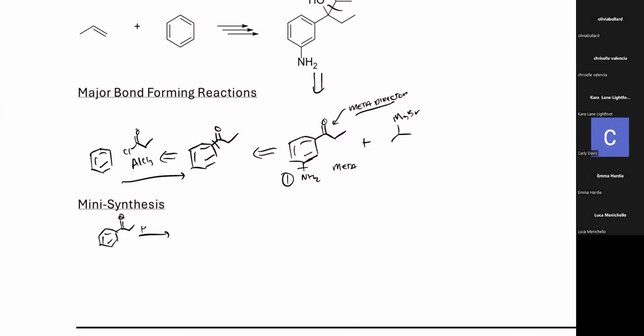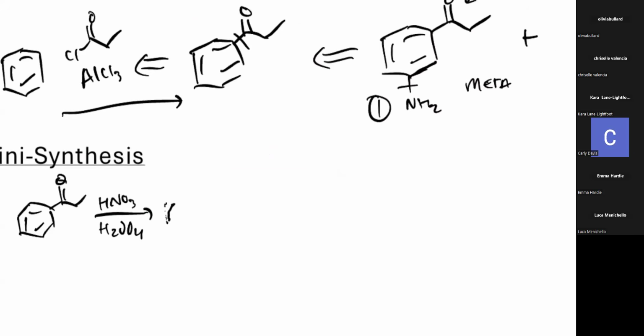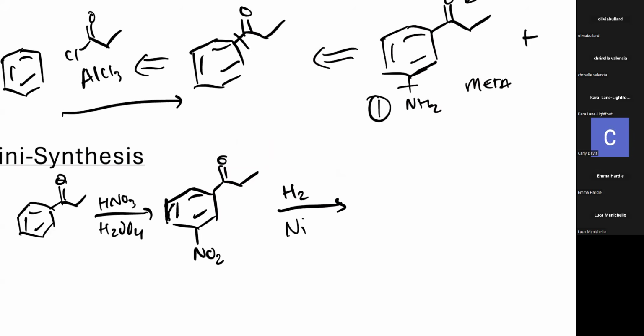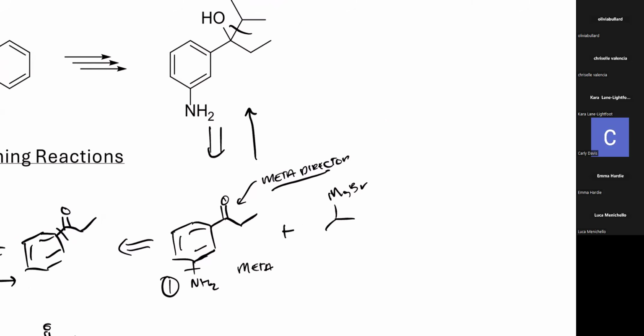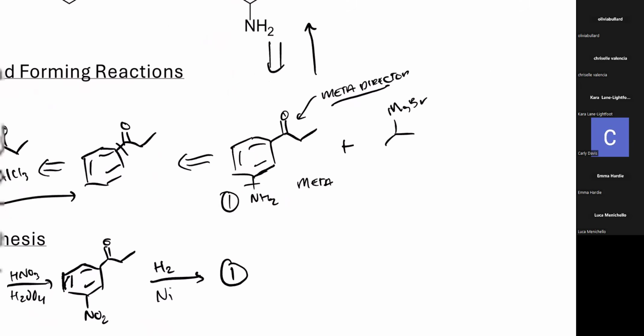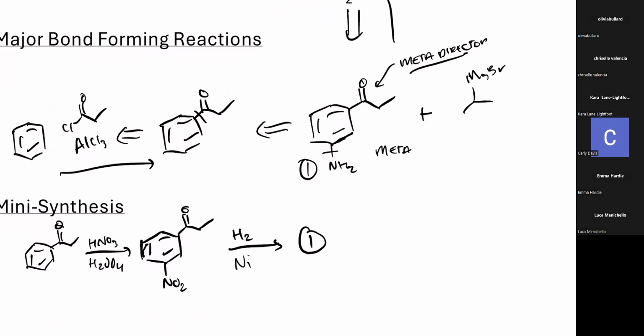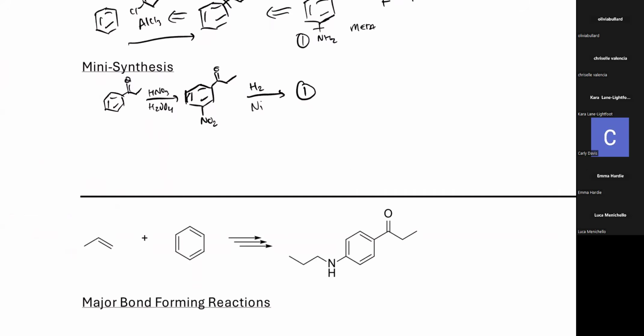I had to do HNO3, H2SO4. That puts NO2 on, and then H2 and some sort of metal will get me to 1. This plus this will get me cleanly to 2. So I just make sure that if I'm not explaining specific transformations, I would put that in the mini synthesis. But for the most part, most of your thinking, most of your time should go to the major bond forming reactions.